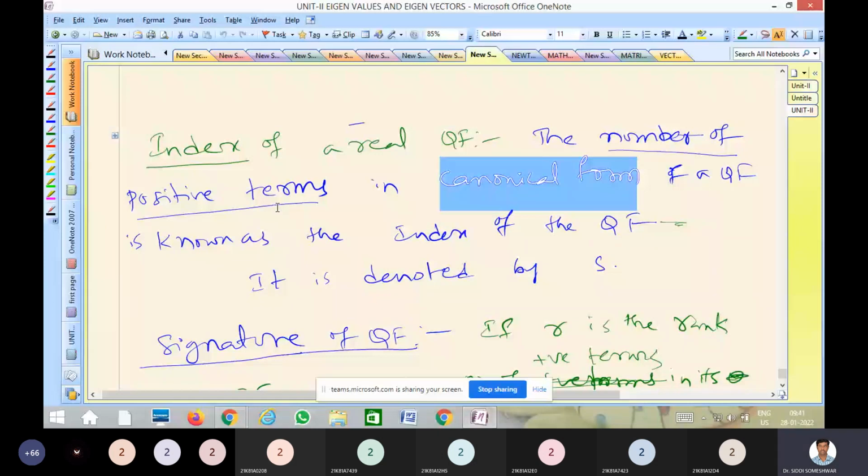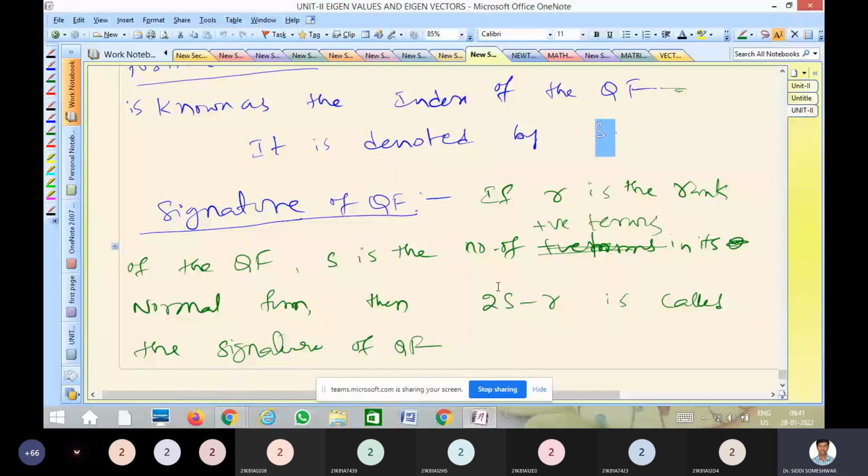And here next definition, signature. If R is the rank of the quadratic form and S is the number of positive terms in its normal form, then 2S minus R we are taking as the signature of the quadratic form.